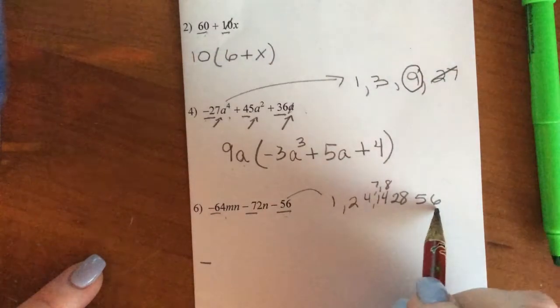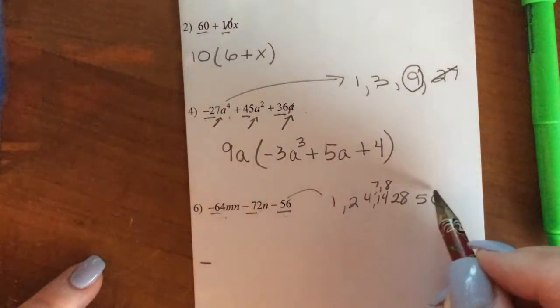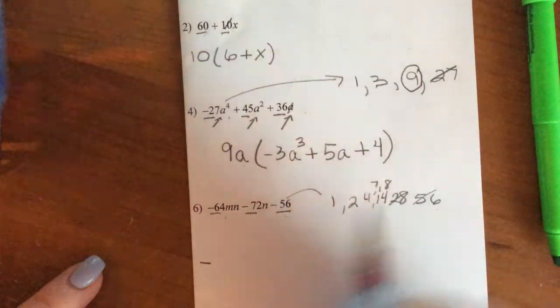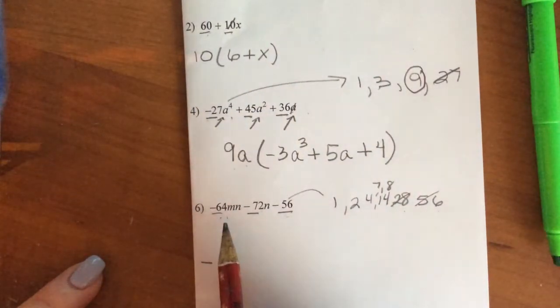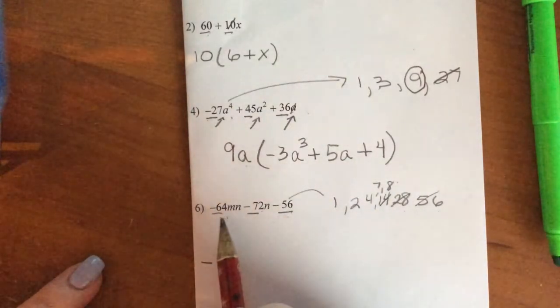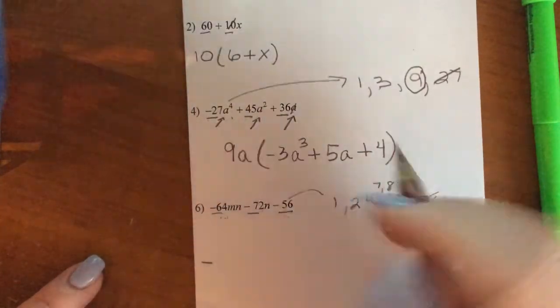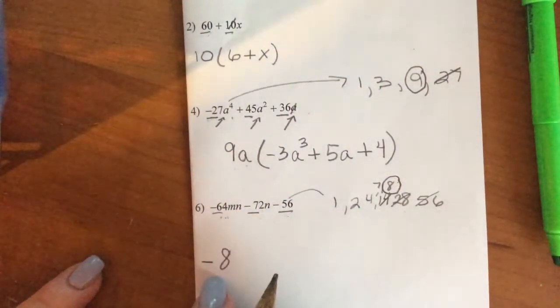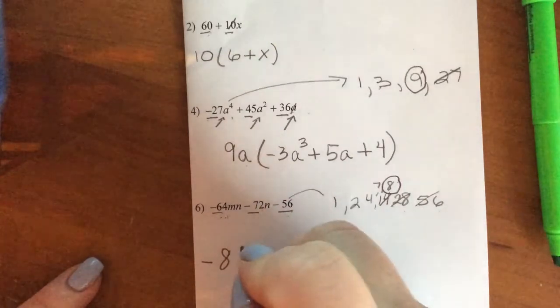So now going from the back, 56 does not go into 64 and 72. 28 does not. 14 is going to go into one of them and not the other. But 8 will go into 64, and so will it go into 72. So your greatest common factor here is 8. And it's going to be a negative 8 since we decided we're going to pull out the negative.